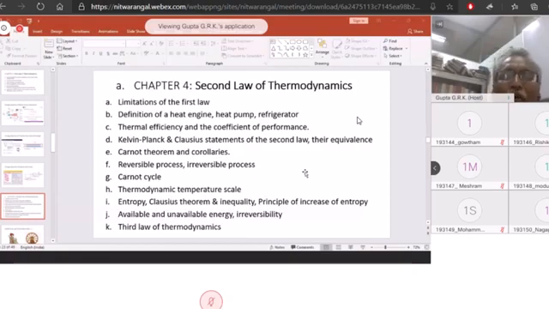We study about availability and unavailability and irreversibility, and then we go to the third law of thermodynamics. Okay, this is with the second law of thermodynamics.